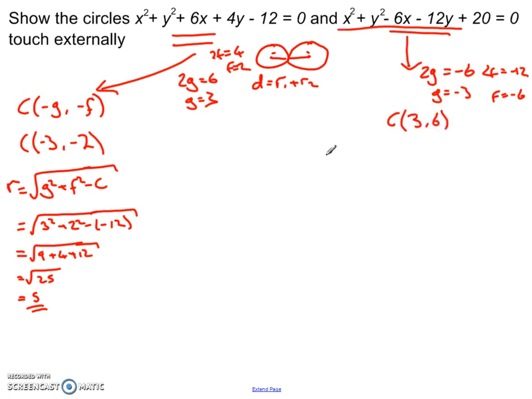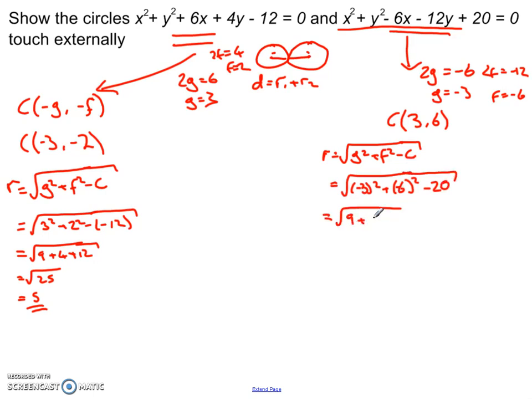I can calculate my radius now using the exact same formula from before of g squared plus f squared minus c. So in this case, I take the square root of g squared, so negative 3 squared, plus my f squared, which is negative 6 squared, take away c, which is minus 20. So 3 squared is 9, plus 6 squared, which is 36, take away 20. 9 plus 36 is 45. 45 take away 20 is 25, so it's the square root of 25, which is 5 again as well. So I've got my two radii, I've got my centre points, I can calculate my distance and see the relationship.